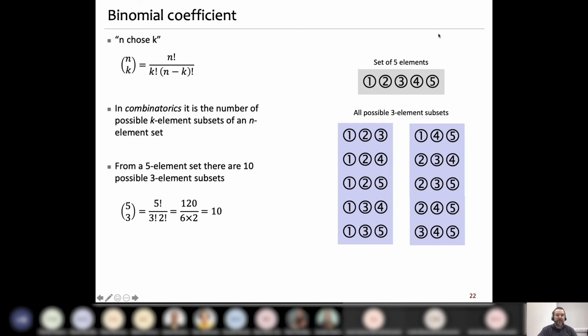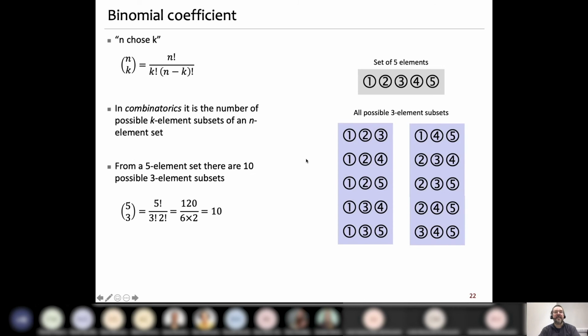It's easy to explain it in an example. On the right here, you have a set of 5 elements. There are 5 numbers, 1, 2, 3, 4, and 5. How many 3-element subsets are possible? And this formula, 5 choose 3, you put all the numbers in and you will get 10.